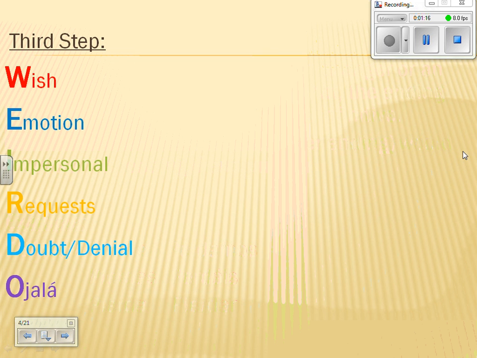The third step to forming a subjunctive is looking for key expressions. A good way to remember these key expressions is by WEIRDO. These expressions include a wish or will for something, an emotion, impersonal, meaning your opinion, requests, doubt, or denial, and anytime you see the word ojalá.